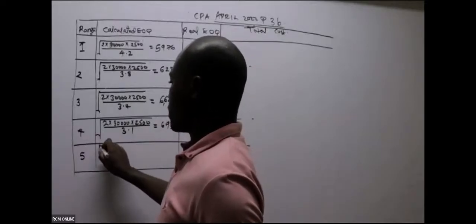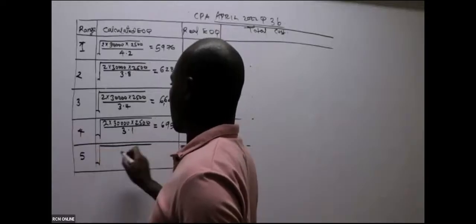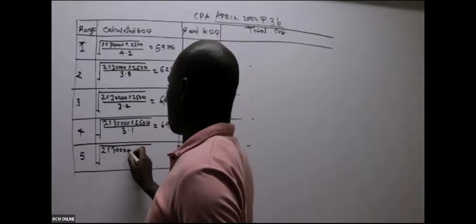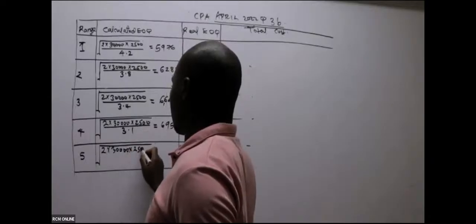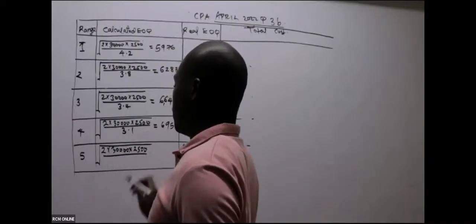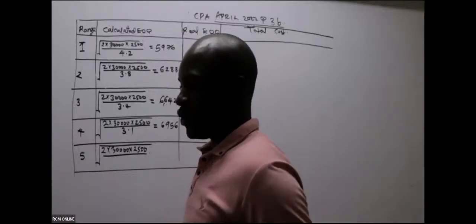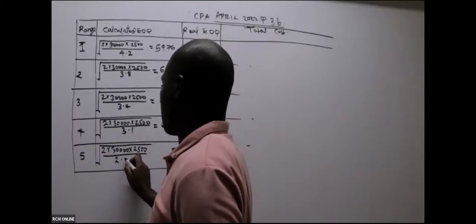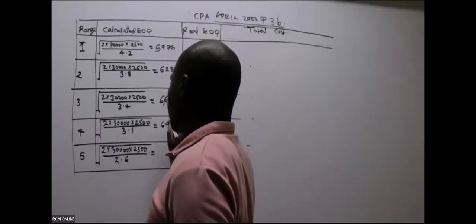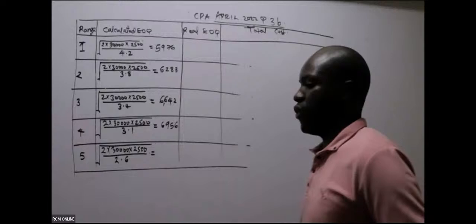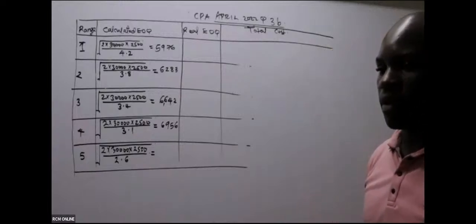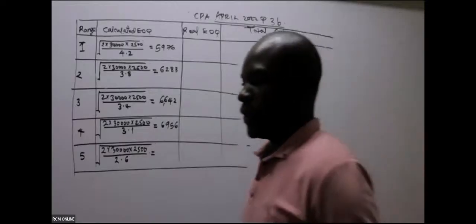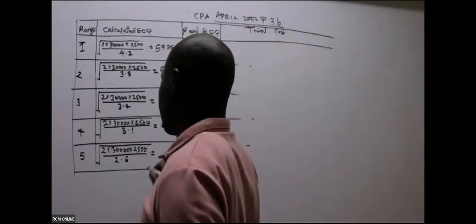Then let's go to the last one. 2 times 30,000 times 2,500 divided by 20% of 13. 20% of 13 is 2.6. Go ahead and give us the calculated economic order quantity: 75.96.